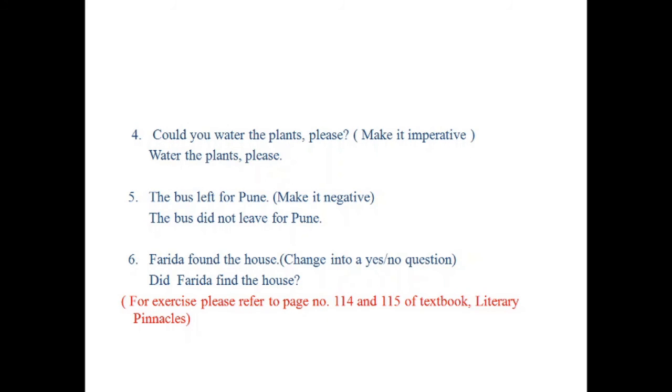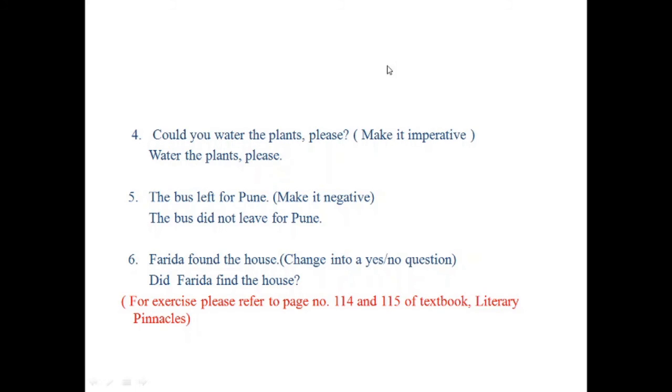Let us see the fourth example. Could you water the plants please? This is an interrogative statement, beginning with could and ending with an interrogative mark. And we are asked to make it an imperative sentence. We know the function of an imperative sentence is making an order, making a request, giving a command. So let us make it imperative. We get the imperative sentence as, water the plants please. This is a request also. The very word please shows it is a request.